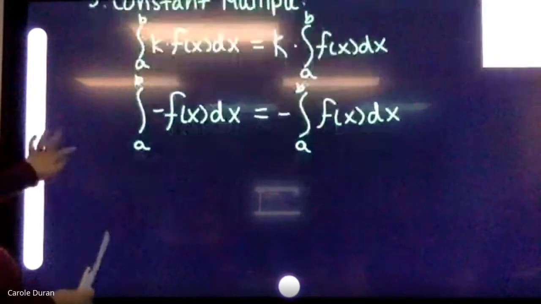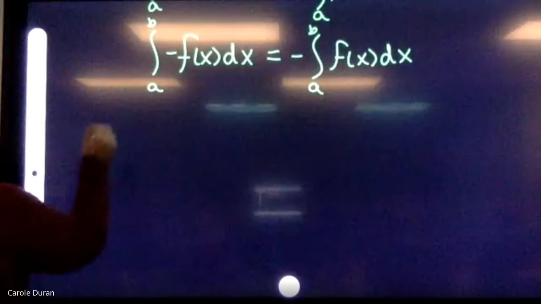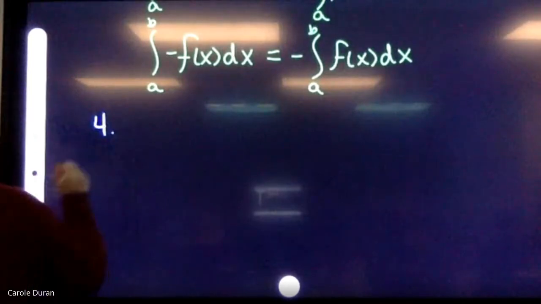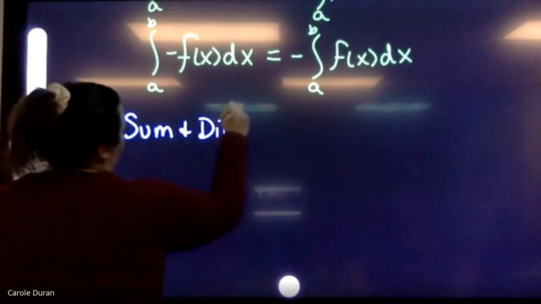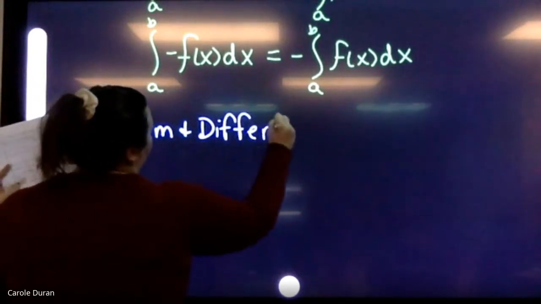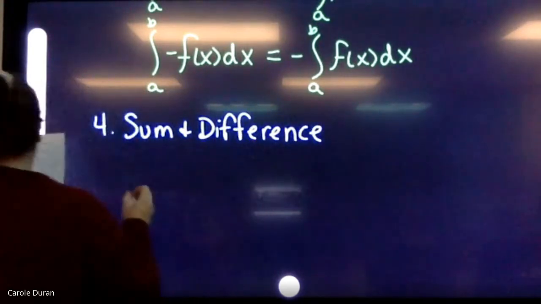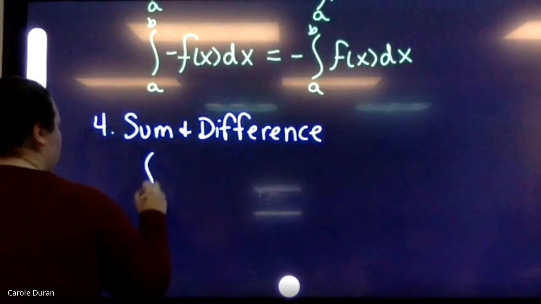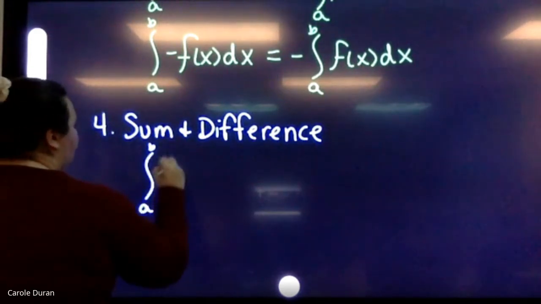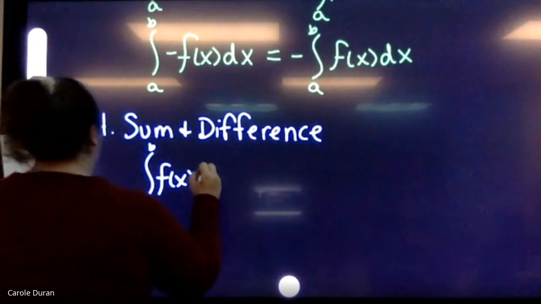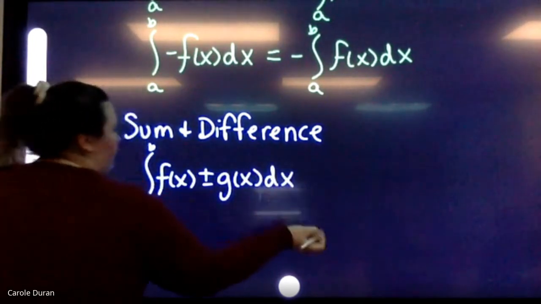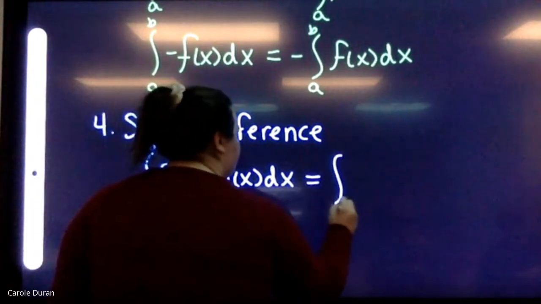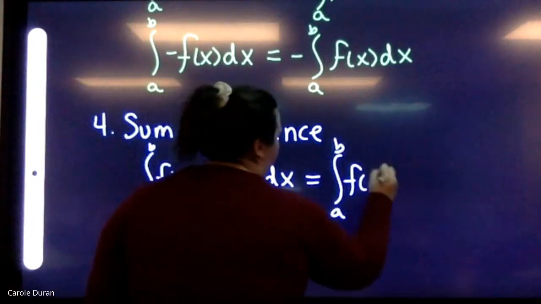Okay, so that was rule number 3. We have some more. Rule number 4 is our sum and difference rule. So this rule says if I have an integral from a to b of two functions either being added or subtracted to each other, I can split that up into two integrals, either adding or subtracting them depending on what operation I'm using.